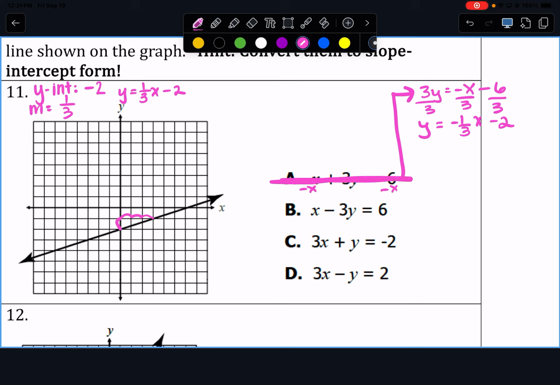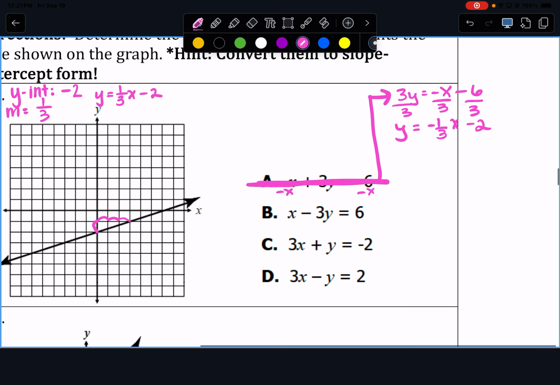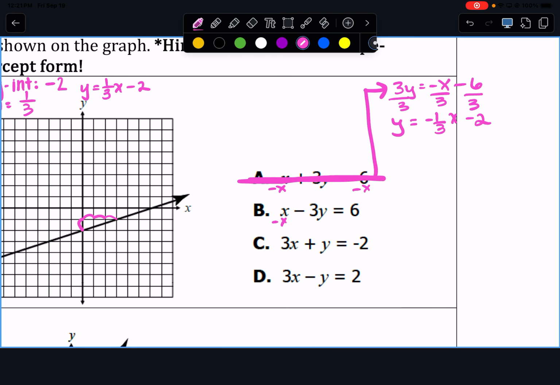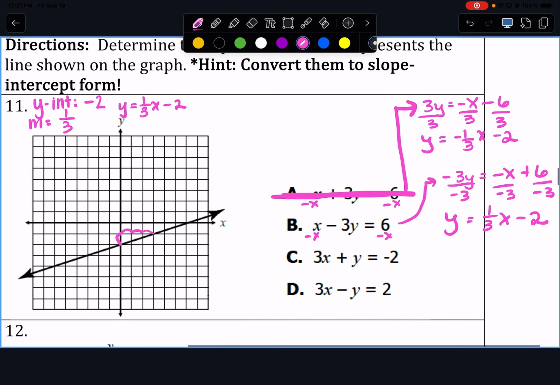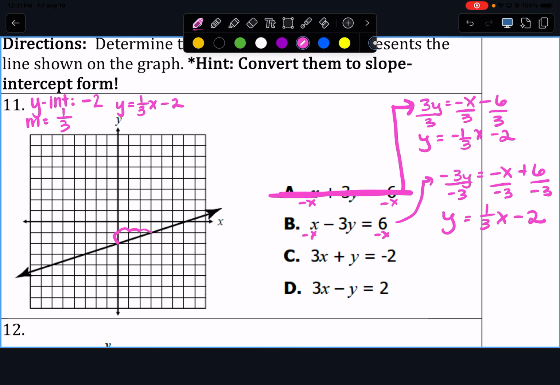All right, for question B, let's do the same thing. What do I start with to convert B? Minus 6. So we're going to have -3y equals -x plus 6. Divide everything by -3. So I get y equals 1/3 x minus 1/2. Nope, that's not right. Flip the numbers. So y equals 1/3 x minus 2. Is that the right equation? Yes. So our answer is B.